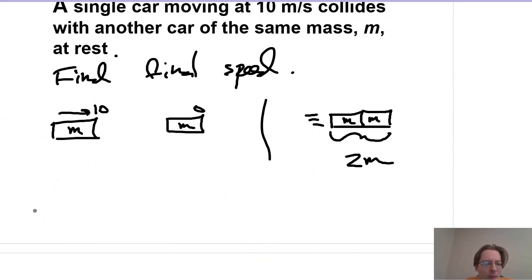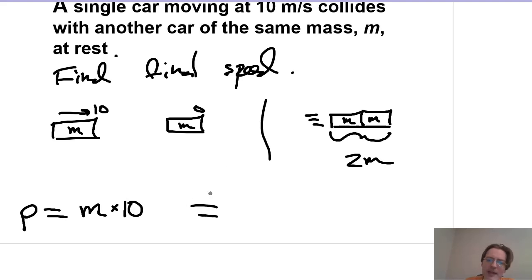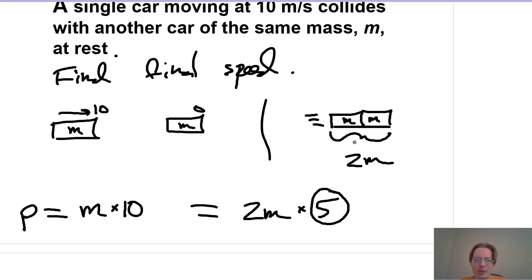Beforehand, the total momentum is m times 10, mv. It has to be the same as what it is after the impact, but after it's 2m. The mass is 2m, multiplied by the speed afterwards, which is 5. You see, that way it's the same. 10m equals 10m. Same, before and after. That's how momentum conservation works.